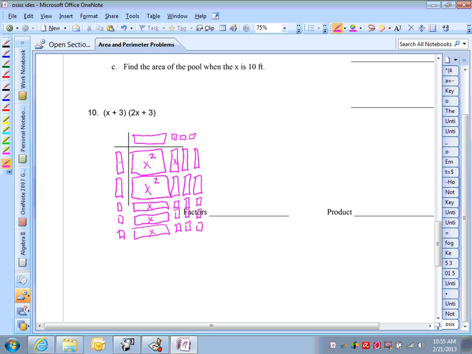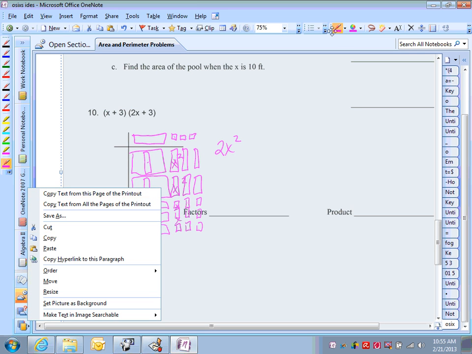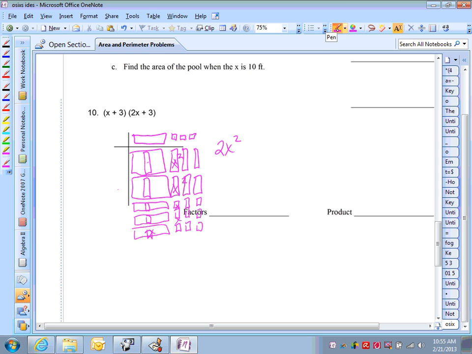So I have 2x squared, right? I have 2x squared tiles. Then I have 9 x bars. I don't know what just happened, but we had 9 x bars. And then 9 little 1 units. So my answer, the product of multiplying these two things together, is 2x squared plus 9x plus 9.